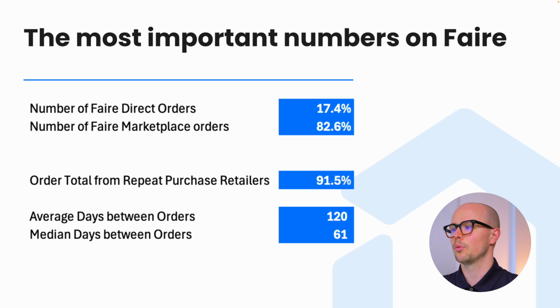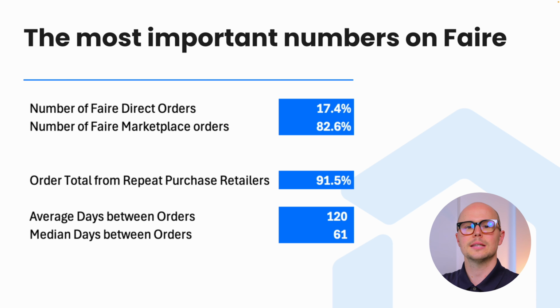The second most important number is the order total from repeat purchases. So this takes all of your sales and works out what your repeat purchases are and how much of that makes up the total order volume. And as you can see, this really ranges between 90 to 95%, but across all our clients, it averages at 91.5%. What does this show you?